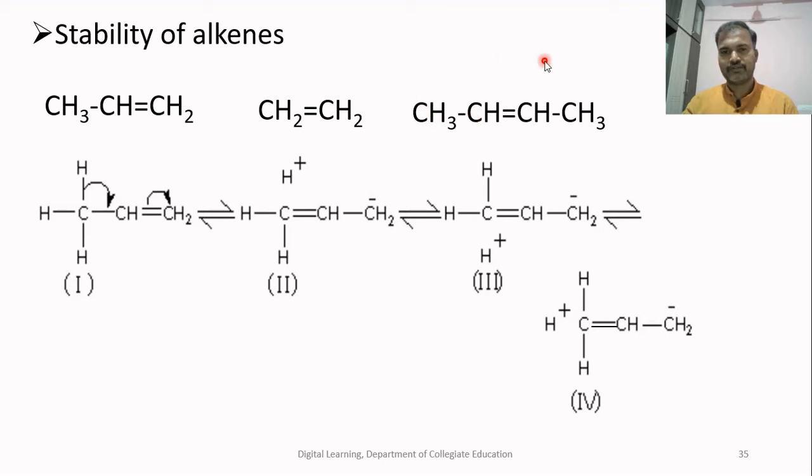As a result of this, 2-butene can show 6 hyperconjugation interactions. So, as the number of hyperconjugation interactions is more for 2-butene when compared to propene, 2-butene gets stabilized. It is more stable when compared to propene. This is how we can use the concept of hyperconjugation to explain the stability of alkenes.